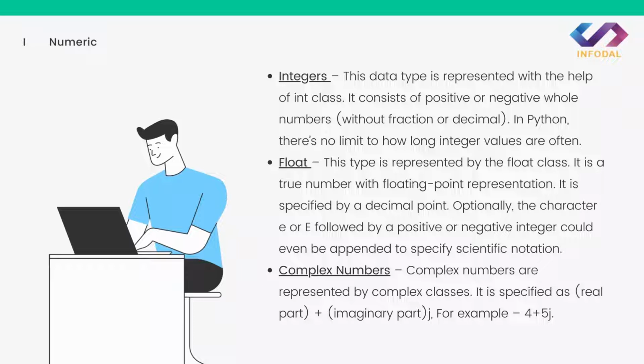Then we come to complex numbers. Complex numbers are represented with the complex class. Okay, it has two parts. One is real and one is imaginary. An imaginary part comes with a particular letter like i, j, k. Okay, for example, 4.4 plus 5j. It can be 4.3 plus 5j. Okay, it can be anything.